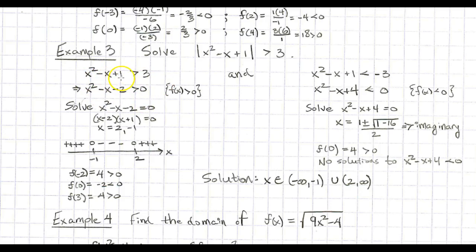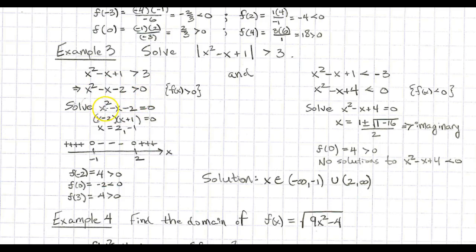So x squared minus x plus 1 is greater than 3. Now you've got to get it into a form where you have 0 on the right hand side. So subtract 3 from both sides. x squared minus x minus 2 is greater than 0. Remember, we've got to get it in a form where I have something greater than 0. The function is greater than 0. So now I have this quadratic greater than 0.